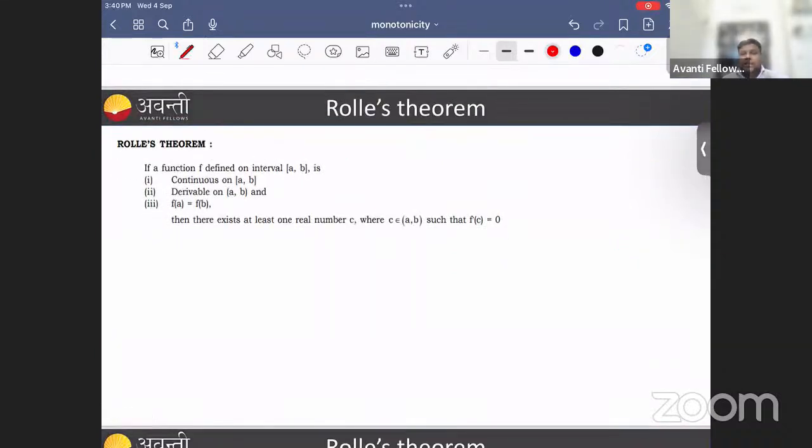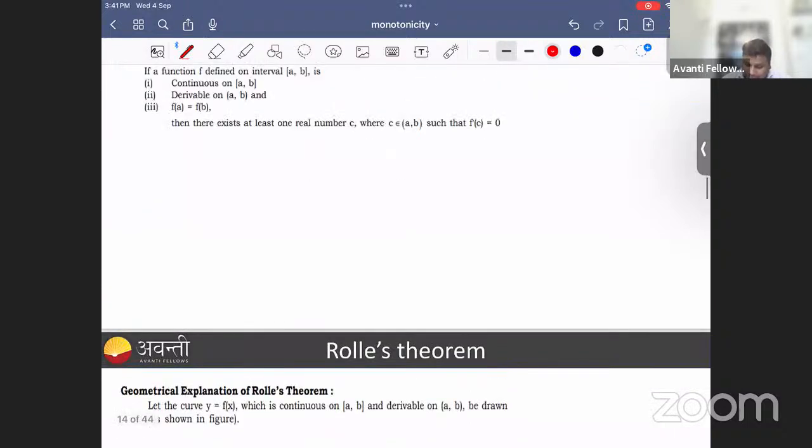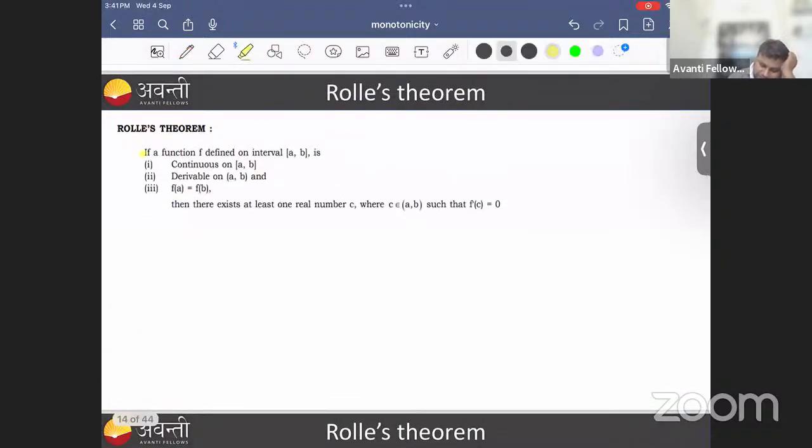Now see, there are two theorems, Rolle's theorem and Lagrange's mean value theorem, in the syllabus of JEE Mains and JEE Advanced, but they have been eliminated from the school syllabus. Post-COVID, they have deleted it. Now, what is Rolle's theorem? Rolle's theorem says, if a function f is defined in the interval a to b, it is continuous in the closed interval a to b, it is derivable in the open interval a to b, and f(a) equals f(b). Got it?